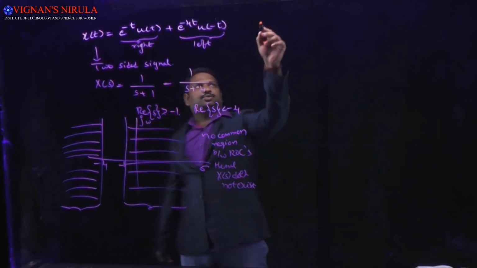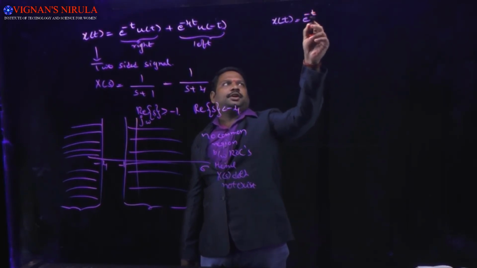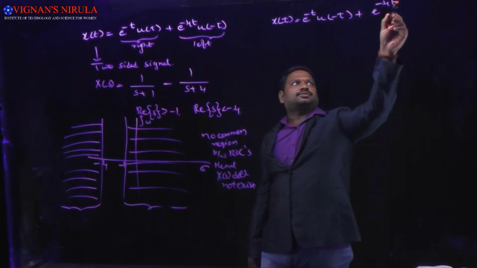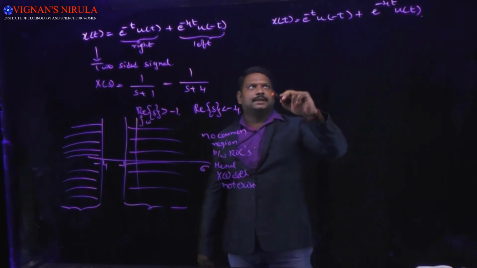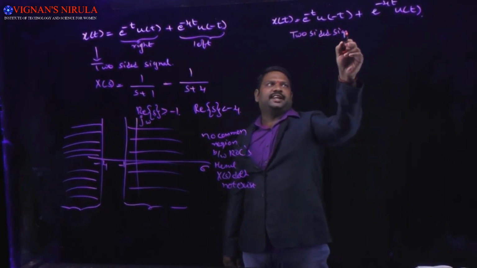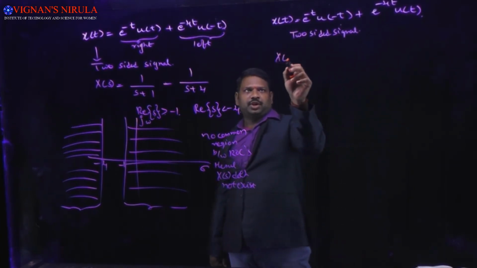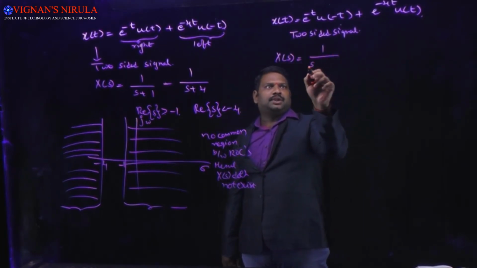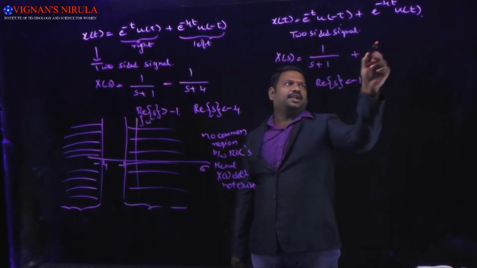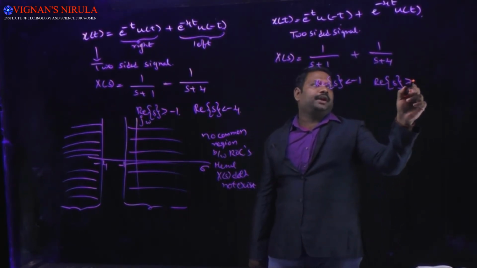Okay. Similarly, in the next problem, if we reverse this, that is e power minus t u of minus t plus e power minus 4t u of t, like this. This is also a two-sided signal. In the two-sided signal, this is the left side and this is the right side. Therefore, the corresponding Laplace transform is 1 by s plus 1 with Re of s less than minus 1, plus 1 by s plus 4 with Re of s greater than minus 4.